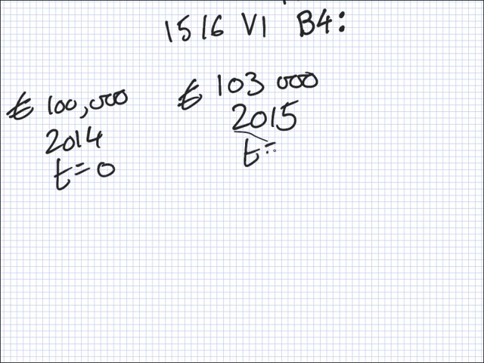Basically in the year 2016 or 2015, because it was a semester 1 exam, so it would have been Christmas 2015. I said in 2014 the price was 100,000, and in 2015 the price was 103,000, and the t is 0 and the t is 1, and you're looking for the constants.